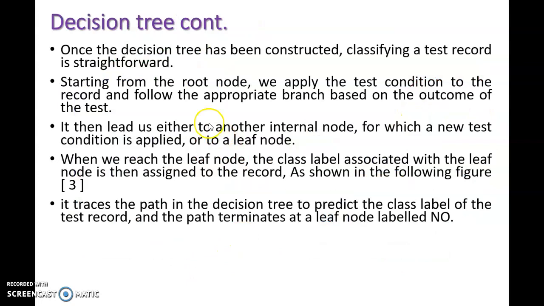Then once the decision tree has been constructed, classifying a test record is straightforward. Starting from the root node, we apply the test condition to the record and follow the appropriate branch based on the outcome of the test. Then you reach a leaf node, and the class label associated with the leaf node is assigned to the record. The following figure shows the entire process of decision.